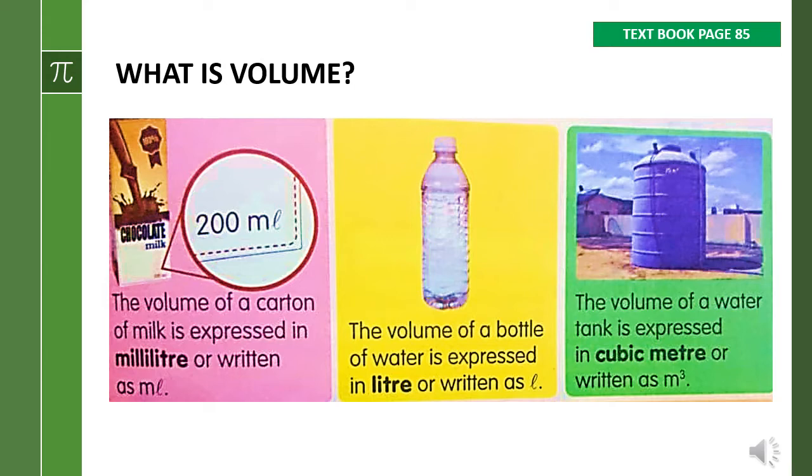Let's look at the example that you have in the textbook. We are still at page 85. For milliliter, we use it to express the volume for a carton of milk. For a milk carton that is small, we use milliliter. Once the volume of the milk reaches 1000 milliliter, which means maybe a bigger size of carton of milk, we convert it into 1 liter because 1000 milliliter equals 1 liter.